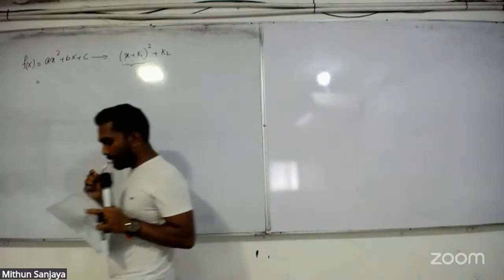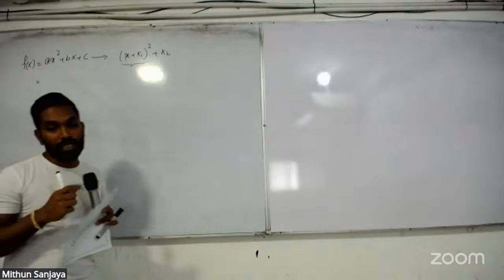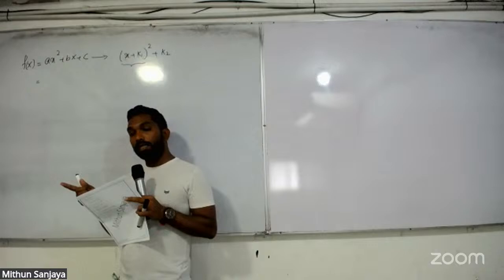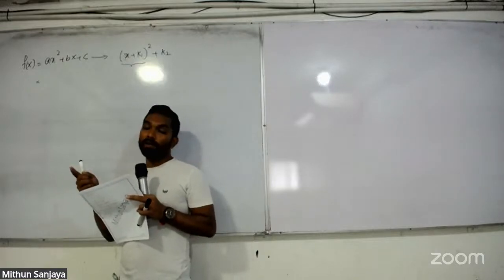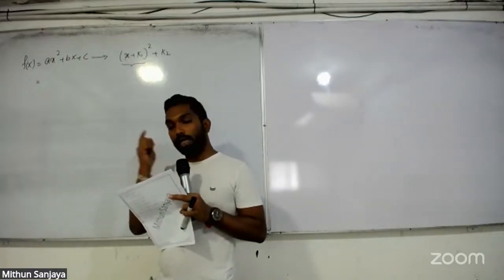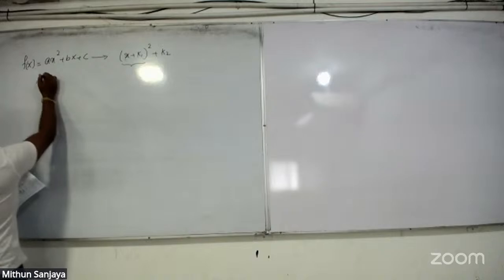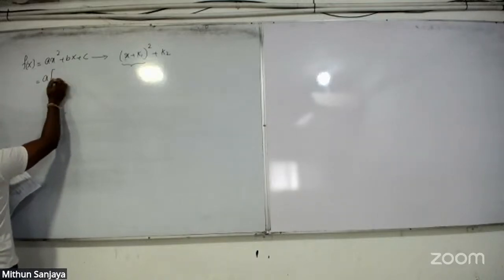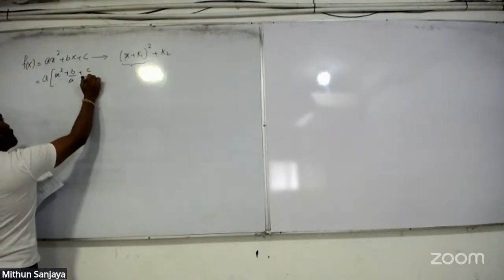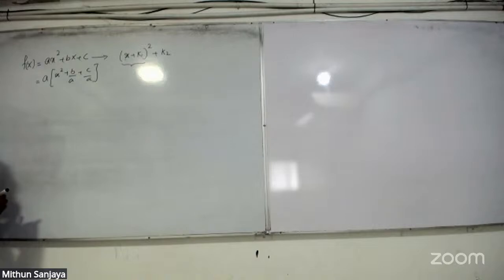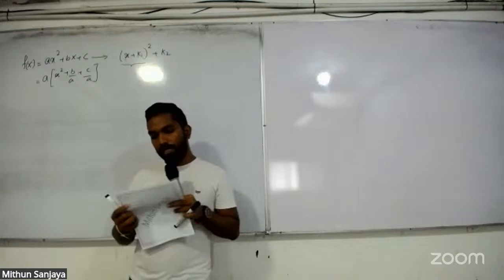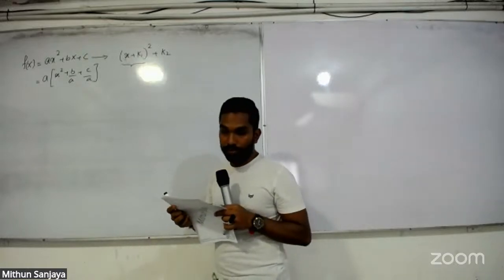Now we need to be careful, because it's not an equation, so we can't divide all terms by a. That's why we need to take out a. First of all, we take it out, and we divide all of that by a. When you take out the a, then we have x² + (b/a)x + c/a.